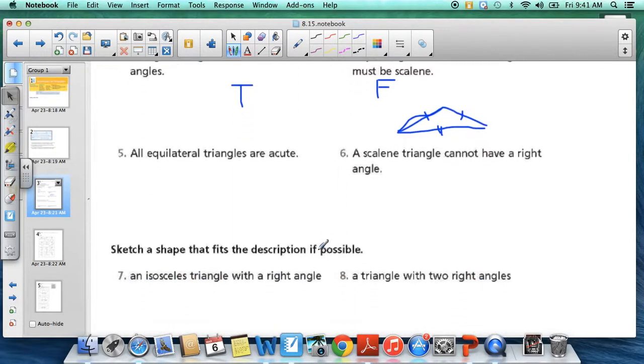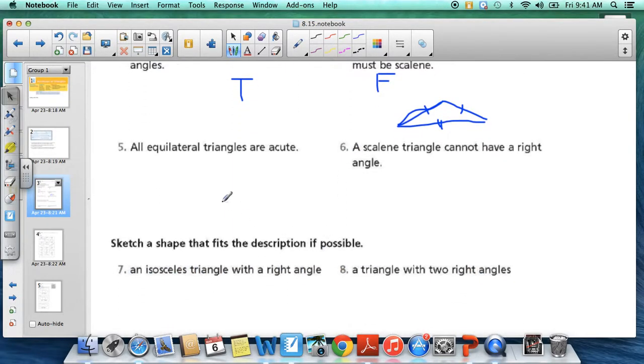Alright, so moving on to number 5. All equilateral triangles are acute. That is true. Yay. So then number 6, a scalene triangle cannot have a right angle. A scalene triangle has no congruent sides, so that is false. Let's prove why it's false.